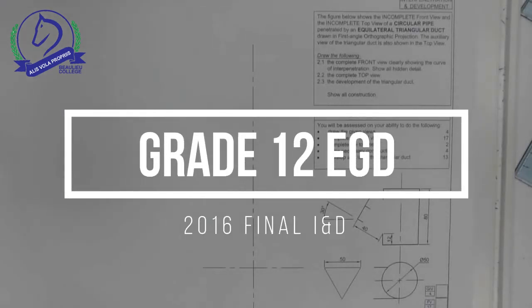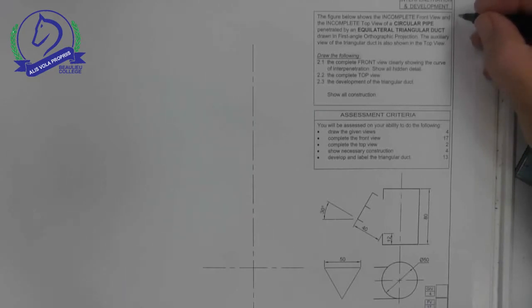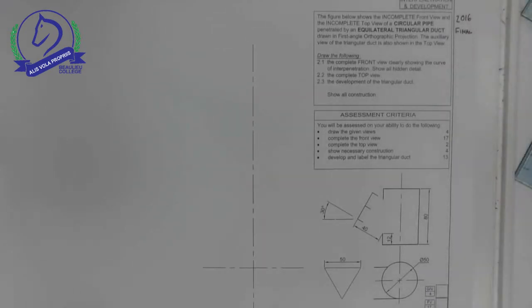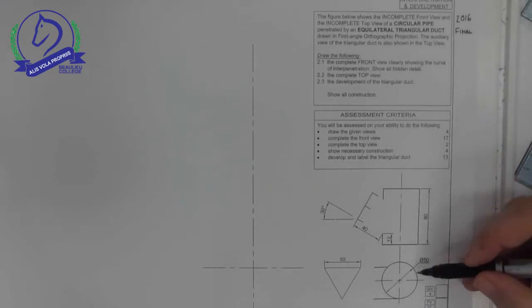Hello grade 12s. Today I'm looking at question 2 of the 2016 final paper, the curve of interpenetration. So what have they given you here? They've given you the front view and the top view. Remember, this is in first angle with the graphic projection.